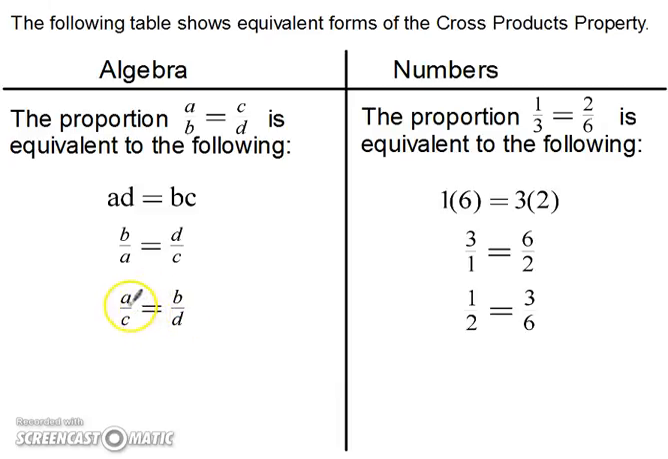For example, if you multiply A times D, you're going to get A times D here and C times B. B times C, A times D. Either way you look at it, you're going to have a combination of AD and BC together on each side of the equation whenever you're done cross multiplying with your fractions. So let's look at a couple of examples.